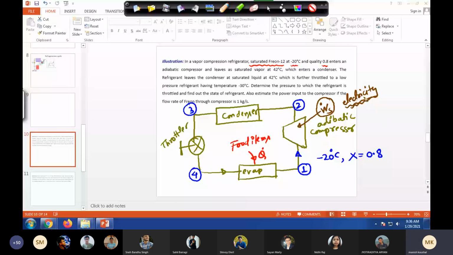Okay, so you compress the gas, and then at stage 2, it says it leaves the adiabatic compressor as a saturated vapor at 42 degrees Celsius. Since nothing else is mentioned and it's only saturated vapor, what should I assume the quality is? Anyone? Nothing is written, so I will assume 1, that x equals 1. So once it comes out of the compressor, its quality is 1 and temperature is 42 degrees Celsius.